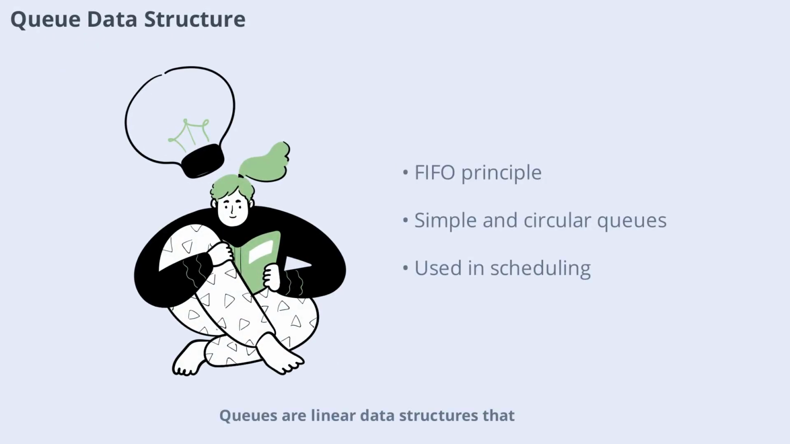Queues are linear data structures that operate on the first in first out, FIFO, principle. There are different types, including simple queues and circular queues. Queues are widely used in scheduling, buffering, and breadth-first search algorithms. Understanding how to implement and use queues is a key skill for any aspiring software developer.